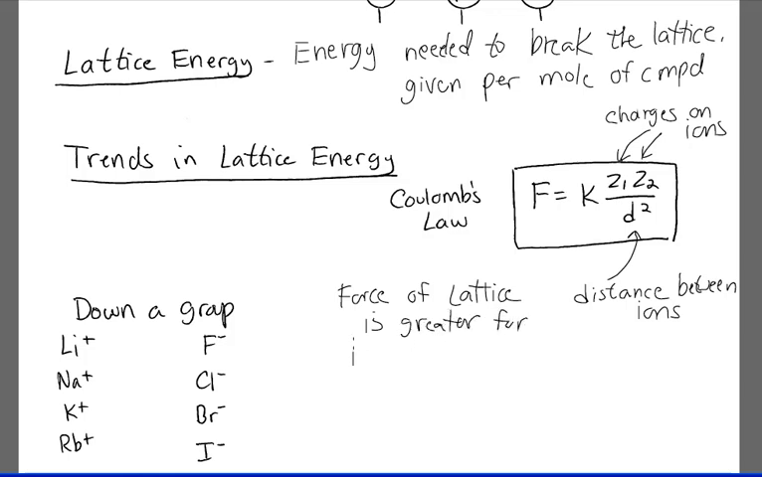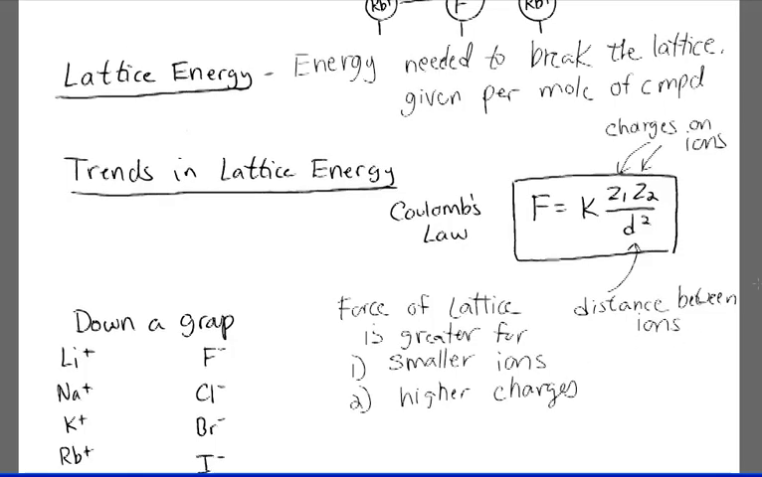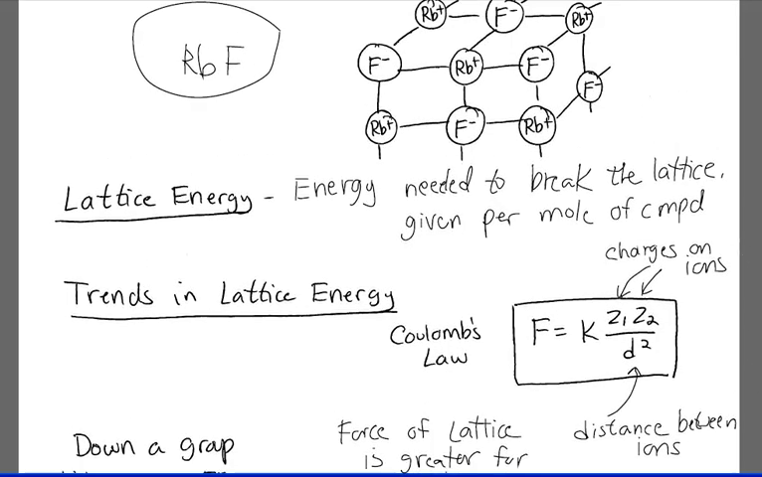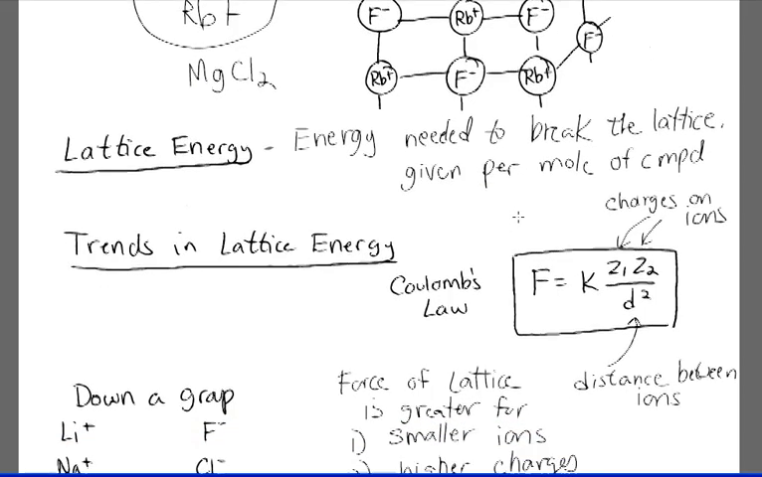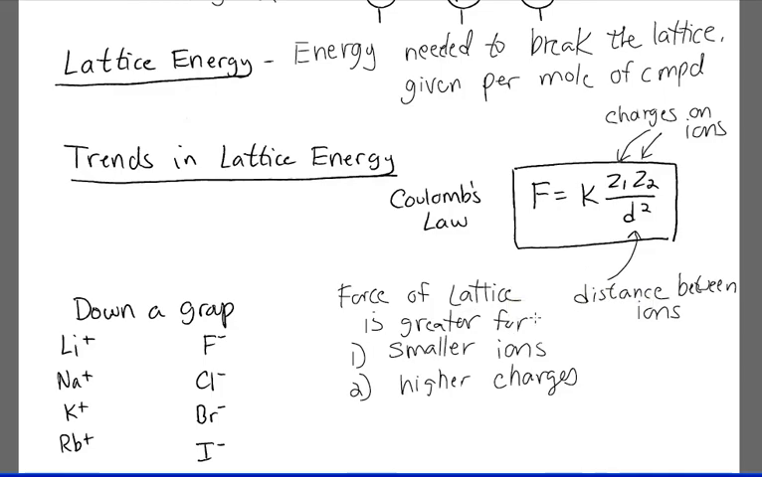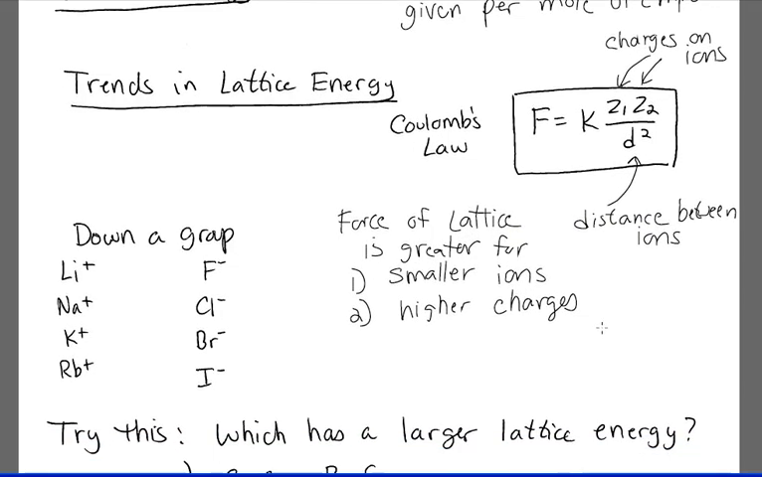for two conditions. One is smaller ions, that's the D, because the ions can only get as close to each other as their size allows. And the second is for higher charges. So if you have, instead of 1 plus and 1 minus ions, a 2 plus ion, for instance, in an ionic compound such as magnesium chloride, the magnesium will be 2 plus, which is a higher charge. So we have these two trends: smaller ions, higher charges.